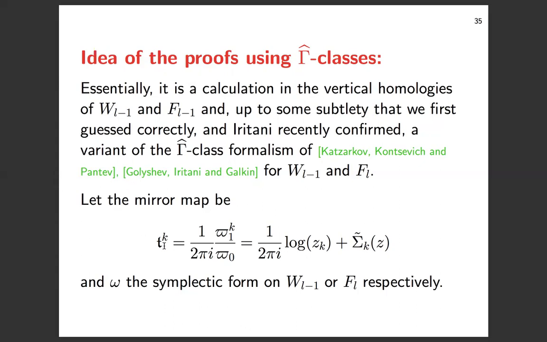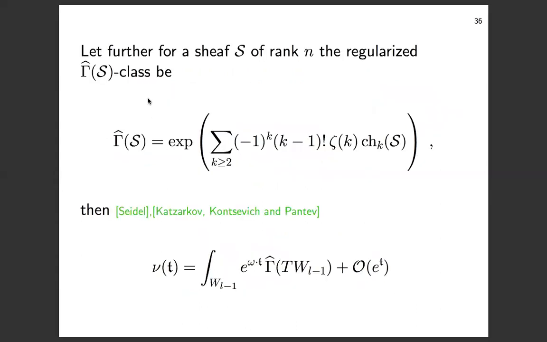And now I define this mirror map again. This is the mirror map, so it's the logarithmic period over the holomorphic period. And now I define what the gamma class is. So what is the gamma class? You take a sheaf, this calligraphic S is a sheaf of rank N, and then the regularized gamma class will be a combination of the zeta function and the Chern classes, the Chern characters of this sheaf.